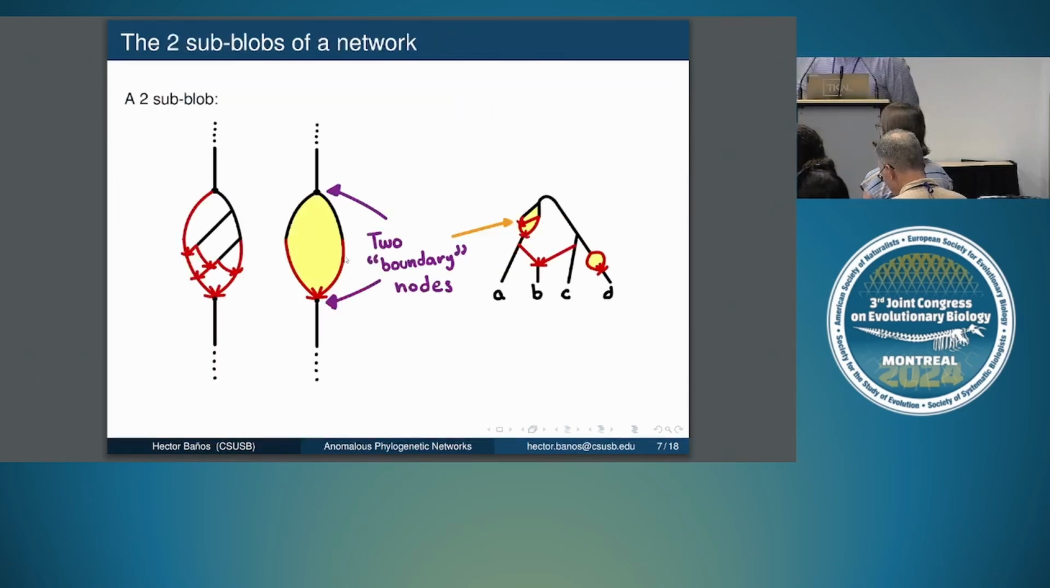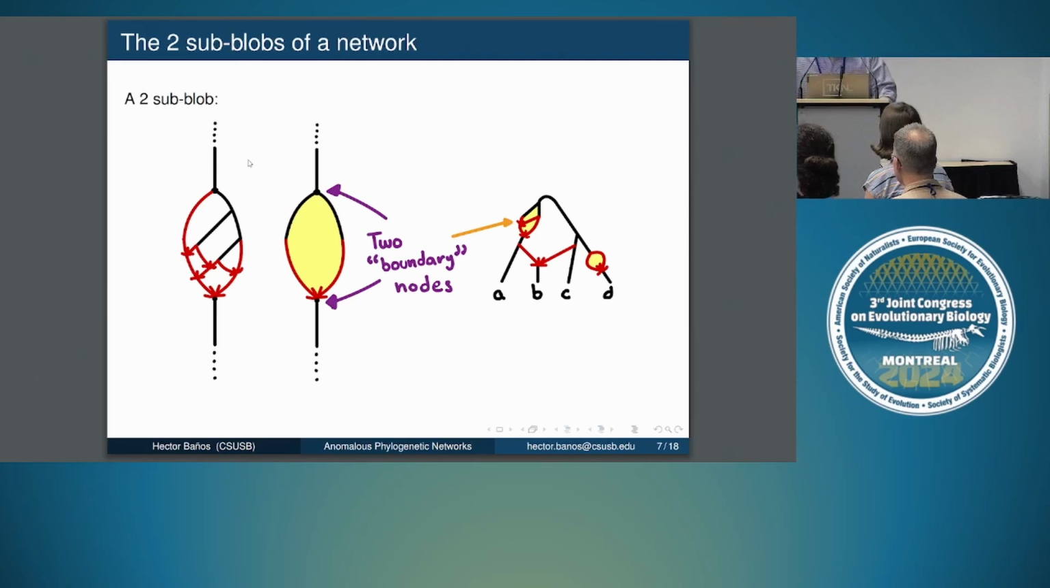So I have to talk about 2 sublobes. These are really technical to define, so I'm going to be super informal. You know them when you see them, but to formally say what they are is really tricky. So in a network, just look at the things that have these 2 boundary nodes, and everything that is happening inside them. So in this network, I have colored in yellow 2 sublobes. They could be really complex, they could be really simple.